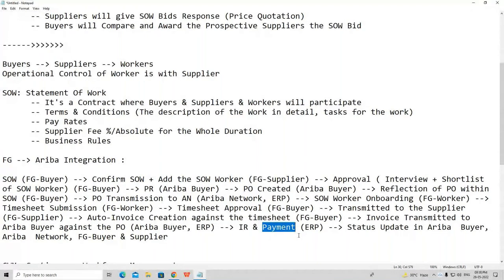So you are saying that IR will be created automatically as soon as FG sends the approved timesheet? Yeah. It will send an invoice which will be in parked mode. Once it is in parked mode, invoice reconciliation will happen and it will check the PO and the invoice directly. If everything is all right, it will automatically go into reconciled status. Then the payment request will get generated in NewGen and payment will happen. A status update will happen on whether payment was done successfully or not. From ERP, this payment status will go to Fieldglass and be visible to both the buyer and the supplier.